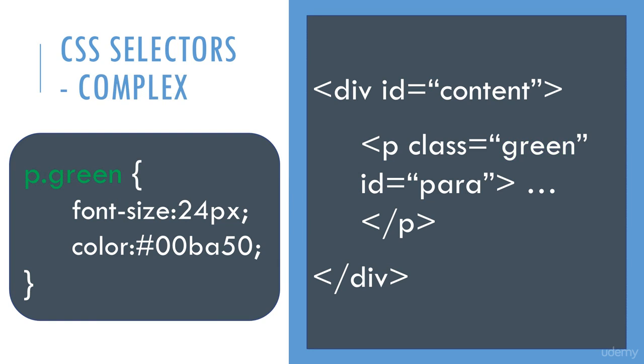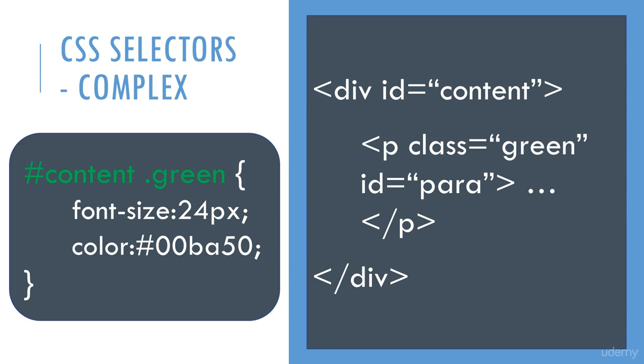In this example, we're pairing the P tag with the green class. You can read this left to right. Select all P elements with the green class. Other P elements in the HTML that did not have the class green would not be selected.